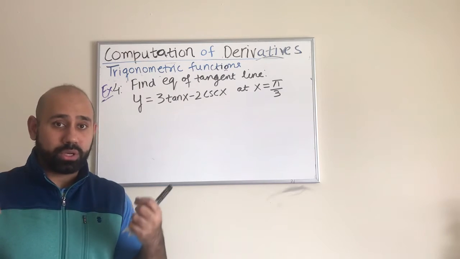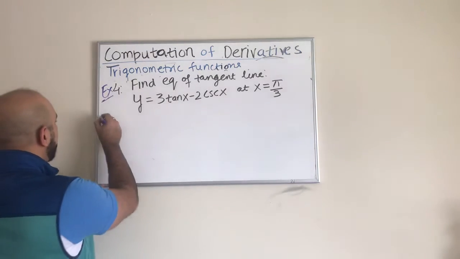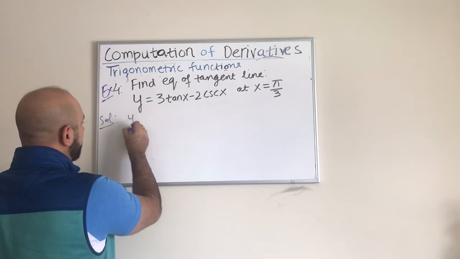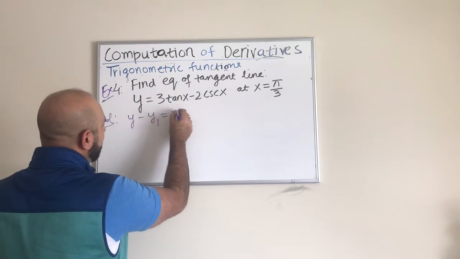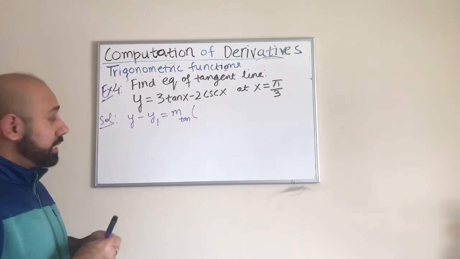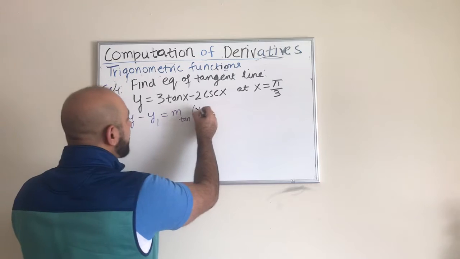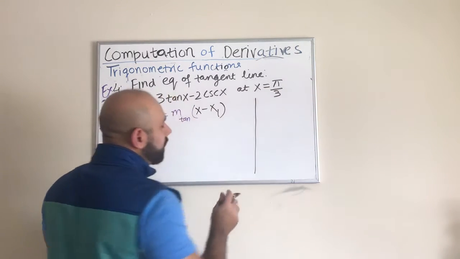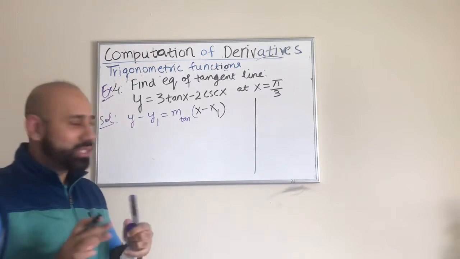We need to know the equation of a line, and the form I'm going to use here is the point-slope form, which is y minus y1 equals m, in this case m of the tangent line, the slope of the tangent line, m subscript tangent, and then x minus x1. So guys, I already have my value for x, which is pi over 3. Now it's up to you how you want to do that.